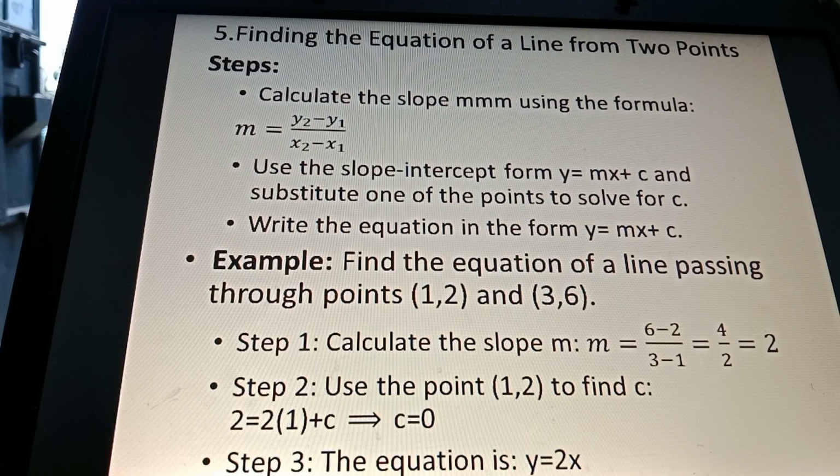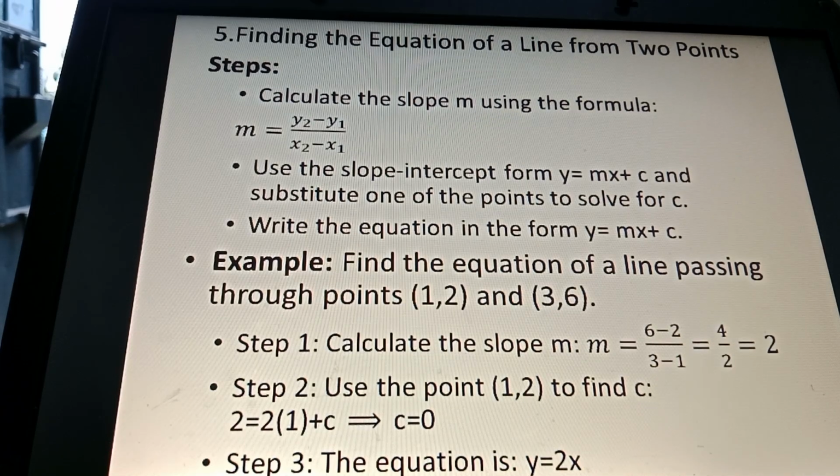Finding the equation of a line from 2 points. Steps. Calculate the slope m using the formula m equals (y2 minus y1) over (x2 minus x1), where y's and x's are general points. Use the slope-intercept form y equals mx plus c and substitute one of the points to solve for c. Write the equation in the form y equals mx plus c.